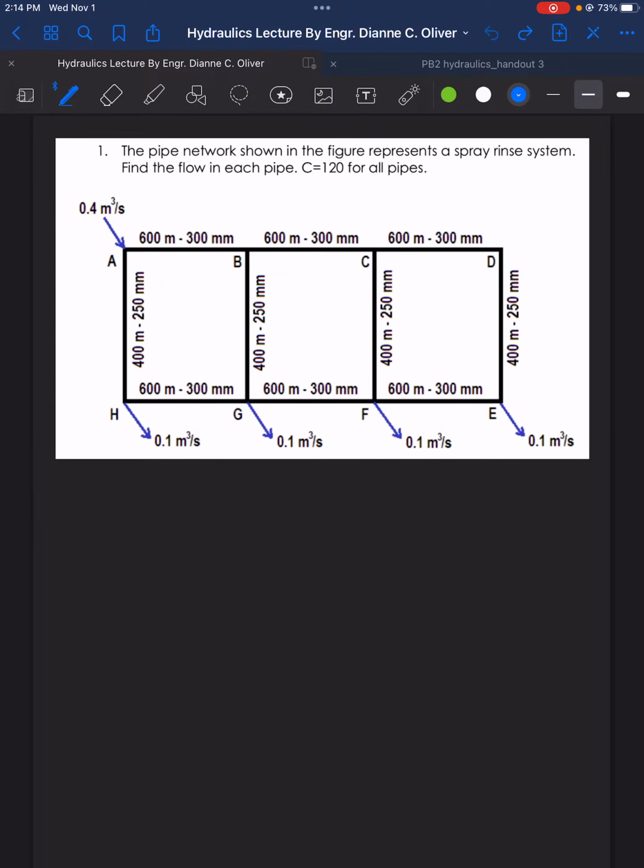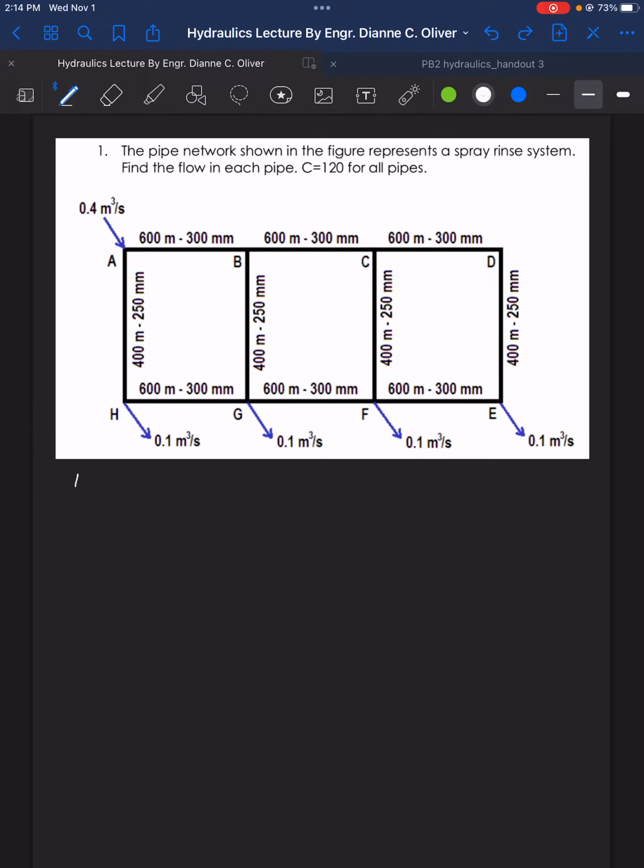Now we're looking for the value of Q in each pipe here. So we have how many pipes here? We have 1, 2, 3, 4, 5, 6, 7, 8, 9, 10 pipes. So we're looking for the Q value of the 10 pipes. So how do we solve this? Since we are given the coefficient C here, we're going to use the Hazen-Williams formula.